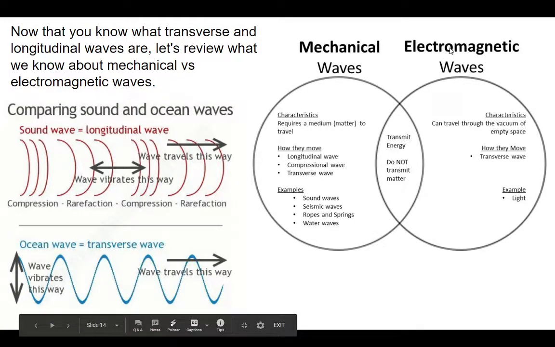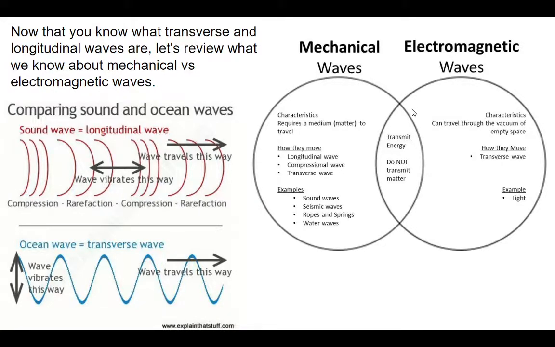Mechanical and electromagnetic waves have to do with, does it need a medium or not? So the one thing that those two waves have in common is that they both transmit energy, because that's what a wave is. They don't move matter. Mechanical waves have to have a medium. It has to be solid, liquid, or gas. Okay? The three examples you've got to know are sound, seismic, which is an earthquake, and water waves.